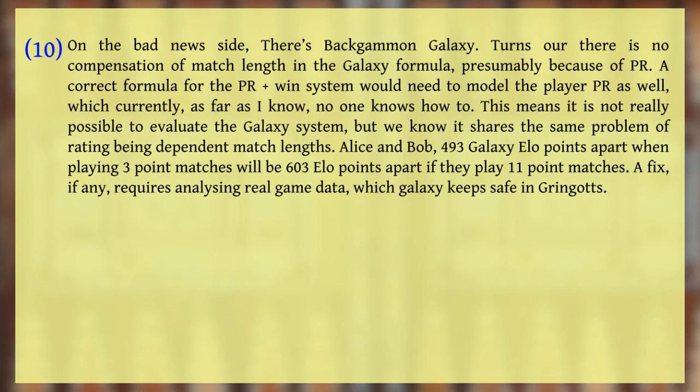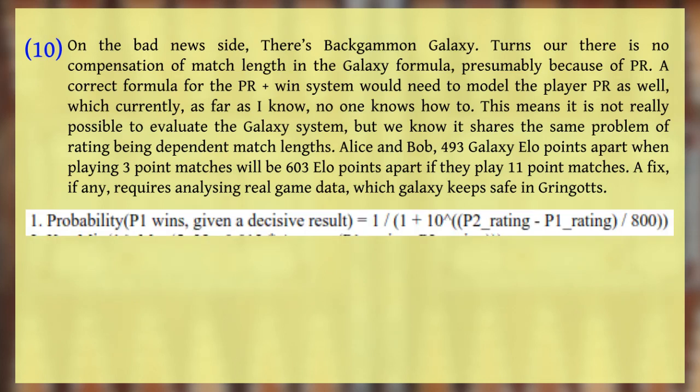10. On the bad news side, there's Backgammon Galaxy. Turns out there's no compensation of match length in the Galaxy formula, presumably because of PR. A correct formula for the PR plus win system would need to model the player PR as well, which currently, as far as I know, no one knows how to. This means it is not really possible to evaluate the Galaxy system, but we know it shares the same problem of rating being dependent on the choice of match lengths.